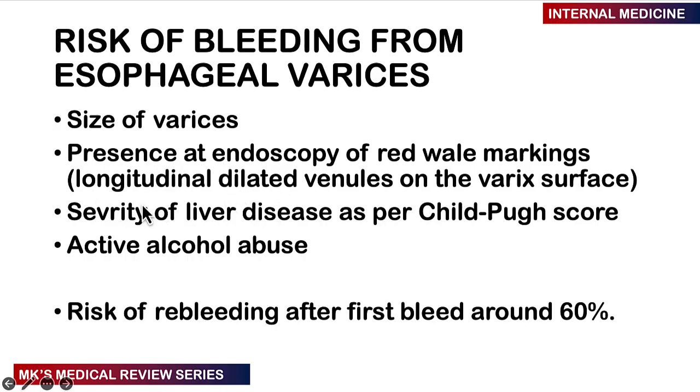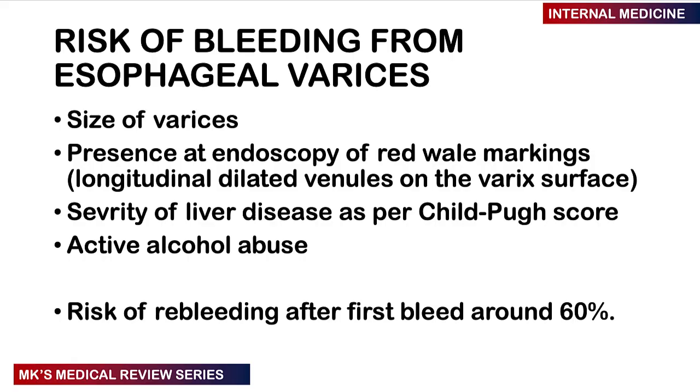Also, the severity of the liver disease. Remember, severity of liver disease is going to be marked by what is known as the Child-Pugh score. And this is a scoring parameter that uses 5 parameters. It's going to be using your bilirubin levels. It's going to be using your INR. It's going to be using presence of ascites.